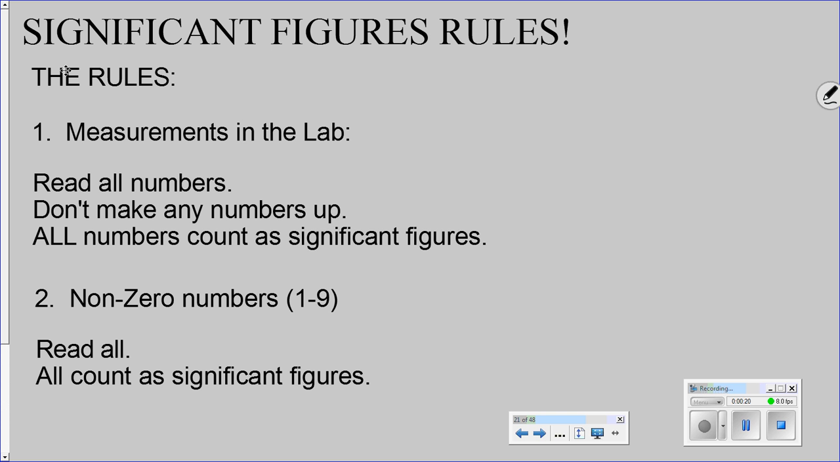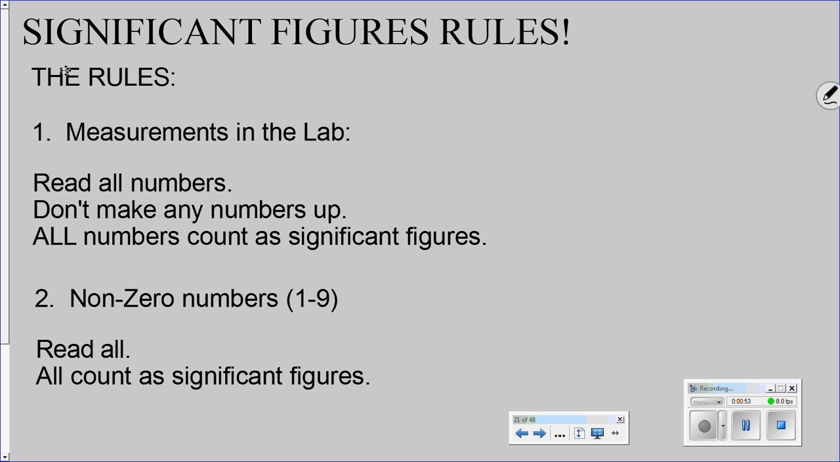When we are measuring things in the lab or reporting information to other scientists, we do have to be really clear about the information that we're reporting and making sure that we're not making up any numbers or telling something that we really couldn't measure in the lab. So if you're in the lab, you read all numbers, you don't make things up, and anything you read, if you read something off of a balance and it's 0.25 grams, those numbers are significant figures. So anything that is clearly seen on a balance, on a graduated cylinder, counts as a significant figure.